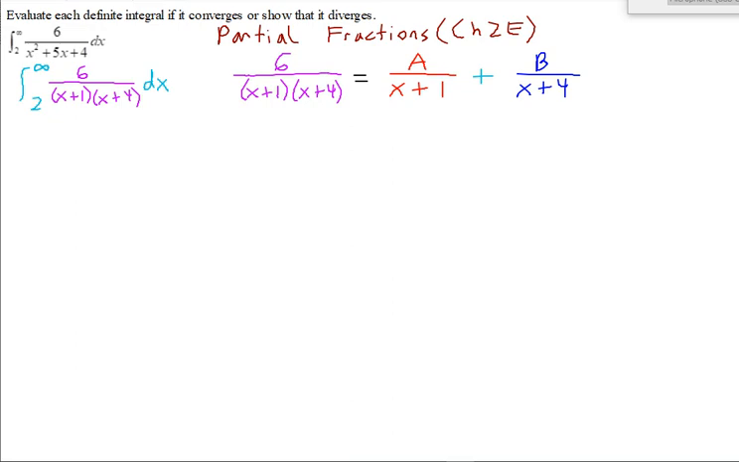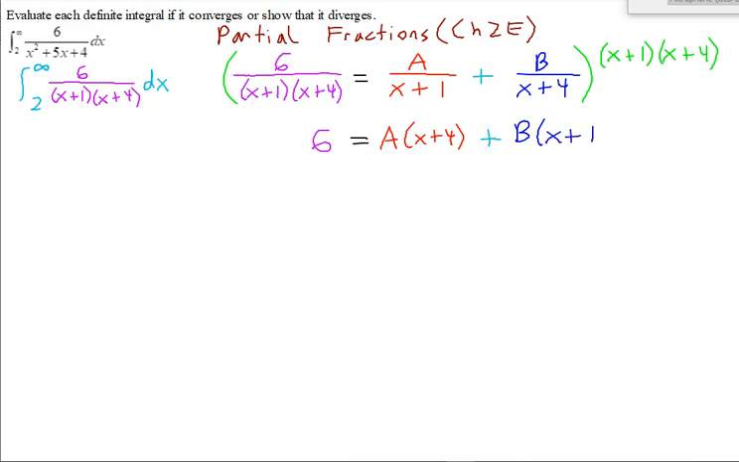So the first thing you can do is multiply the whole equation to wipe out the fractions by the least common denominator, which in this case is our 2 factors, x plus 1 and x plus 4. So that reduces both of the denominators here, both of the factors on the denominator. So all you're left with is 6 equals, here the x plus 1's reduce out, so you're just left with a times x plus 4 plus, here the x plus 4 is reduced out, so you're just left with b times x plus 1. And then to solve for a and b, we're strategic and we choose specific x values.